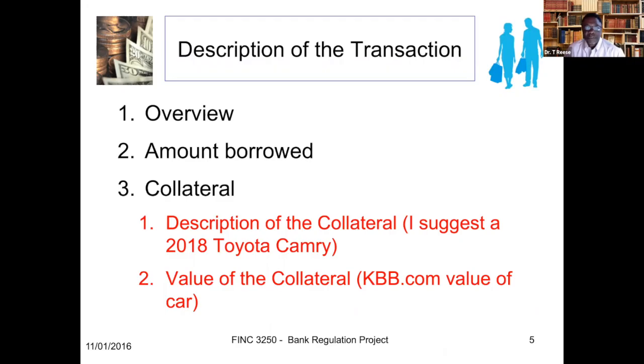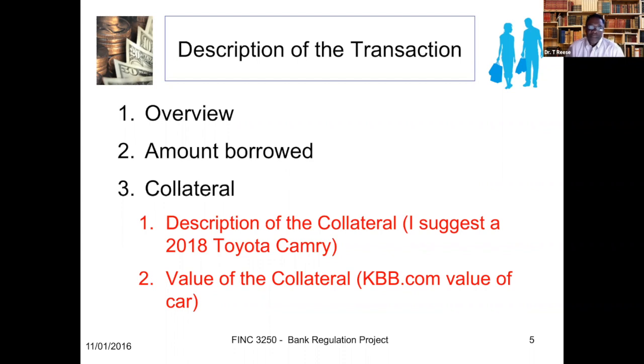Again, you provide an overview of the transaction, the amount of money that the title company will lend you, that's the amount borrowed. You're going to describe the collateral. And again, I suggest that you pawn the title for a 2018 Toyota Camry. Why? Because this is an incredibly popular car, and so it should have a relatively high resale value because there are so many of them around. So that's why I'm suggesting it be a 2018 Toyota Camry. You're going to find the value of the Camry by going to kelleybluebook.com or some other comparable car site.